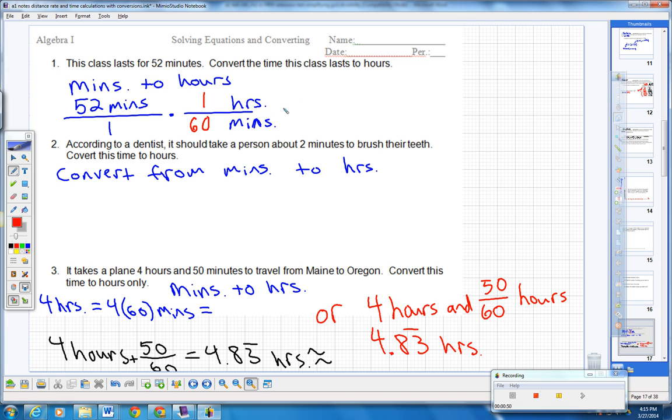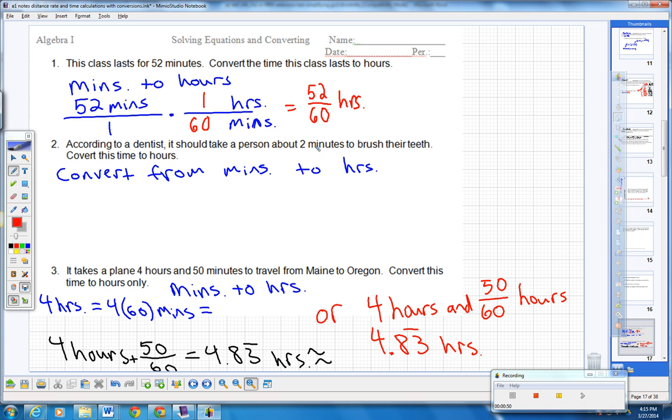Multiply straight across, and look at what you're going to get. You're going to get 52 over 60, or 52 divided by 60 hours. Now, obviously, that isn't finished. You would need to divide that, and pay attention to what I want you to round to as well. You would need to divide 52 by 60 in order to get the decimal form of that. I'm going to go ahead and leave that to you. Since you're following along at home, you can pause and do that if you would like.